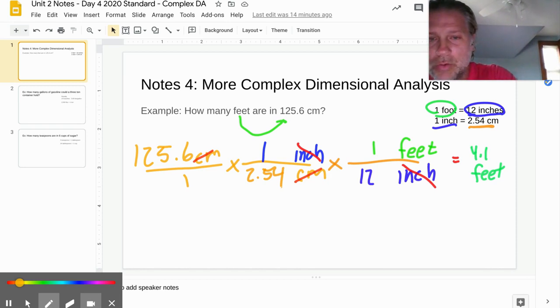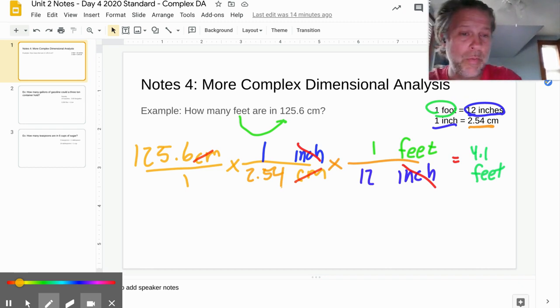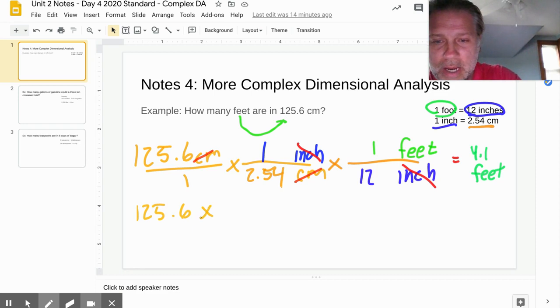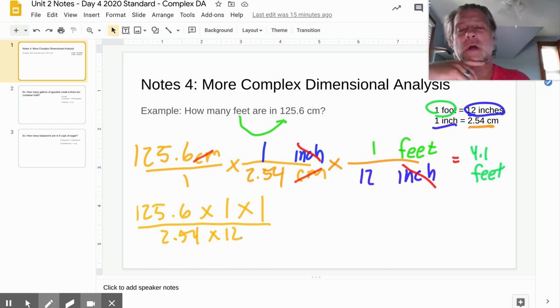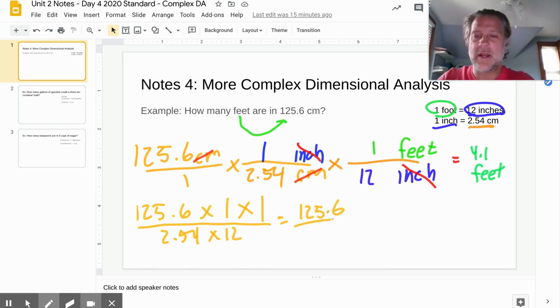Because it's a series of fractions, I multiplied across the top and then multiplied across the bottom and then divided, which looks like this. If I was going to do it without any units, I would have 125.6 times 1 times 1, and then I would divide it by 2.54 times 12. I do not remember off the top of my head what 2.54 times 12 is. So 2.54 times 12 is roughly 30.48.